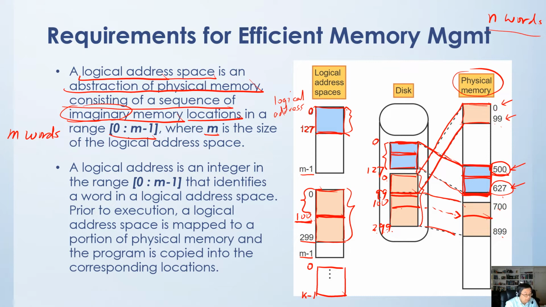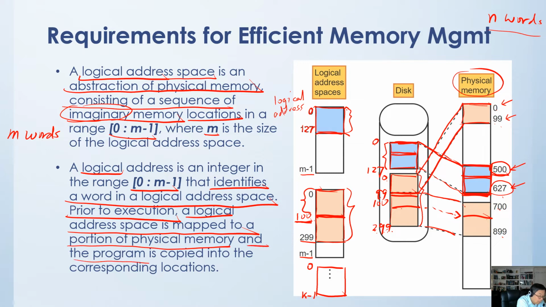Okay. So that's the reason why we introduce a logical address. A logical address is an integer in the range from 0 to n-1 that identifies a word in the logical address space. Now prior to execution, that means before we actually try to execute the program, a logical address space is mapped to a portion of the physical memory, and then the program is copied into the corresponding location. Okay. So once I map the first logical address 0 to some location, then we can map the follow-up.